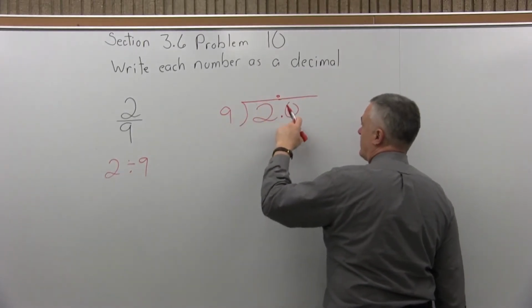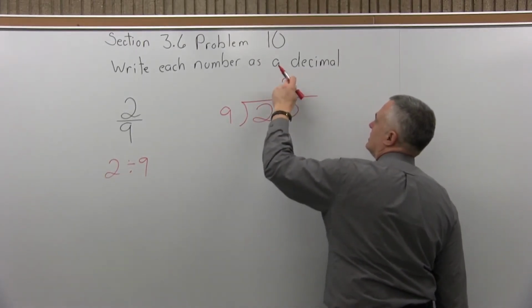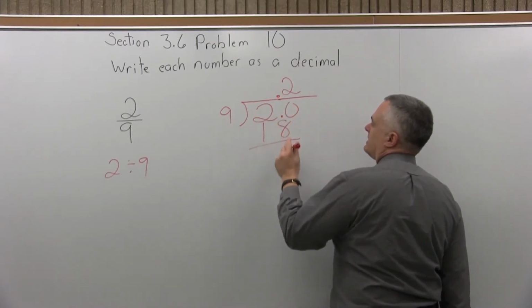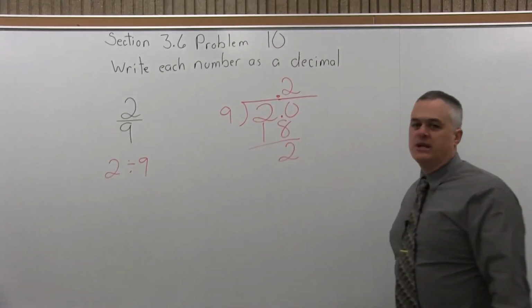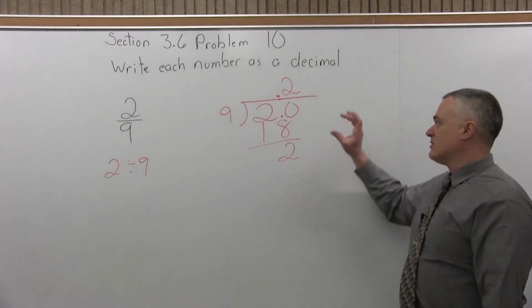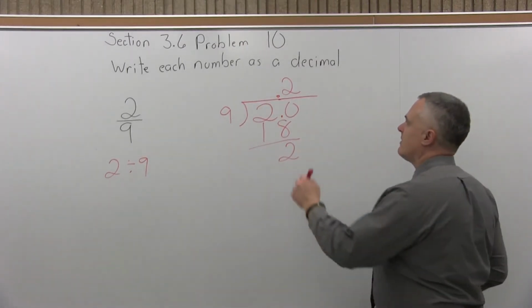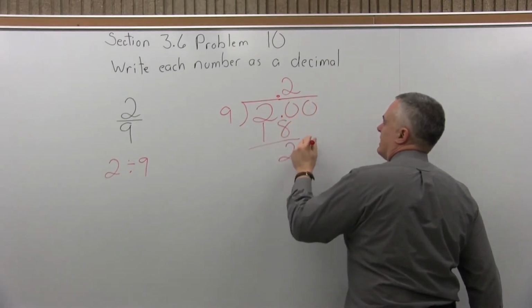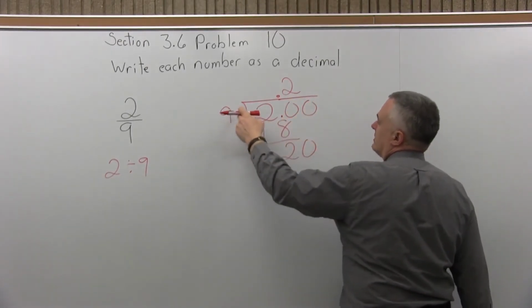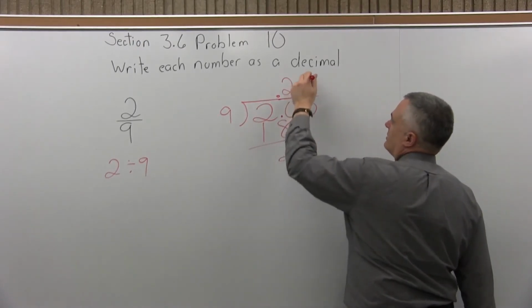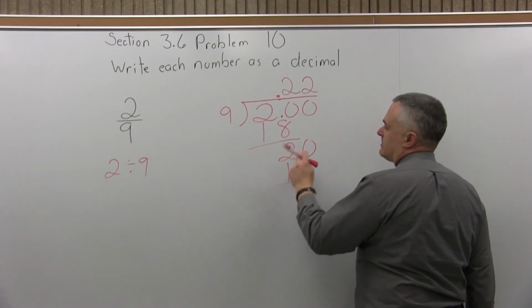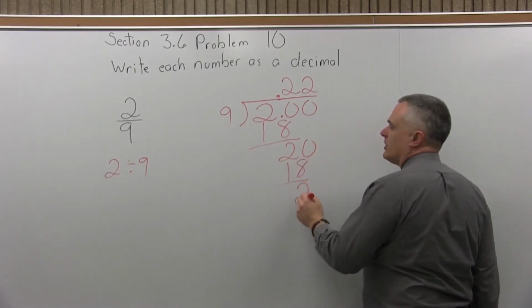9 will fit into 20. It'll go in twice. 2 times 9 is 18. And now 20 minus 18 is 2. So it didn't go in evenly. That's okay. What we can do is just write another 0 and pull it down. So 2.00, pull this 0 down, and I'm going into 20 again. So 9 will fit into 20. It'll go in 2 times. So 2 times 9 is 18. And when I subtract 20 minus 18, it's 2 again.